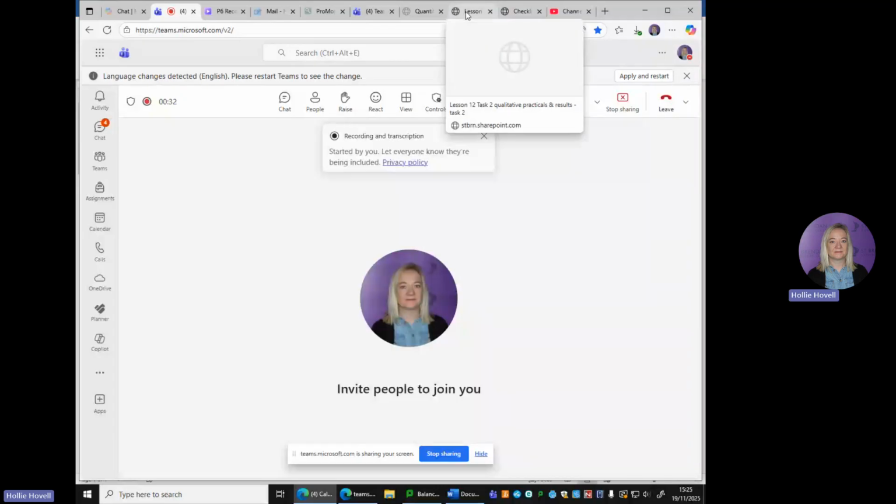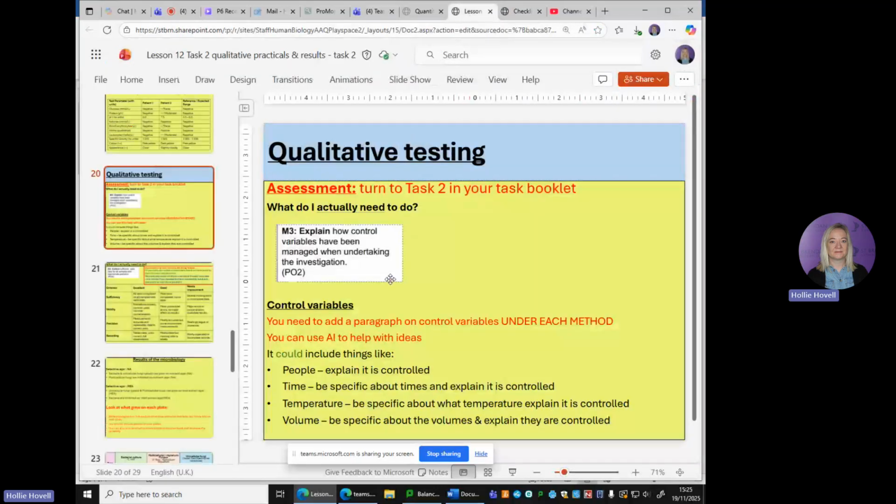So we're going to go through the control variables criteria. This is M3, which is to explain how control variables have been managed when undertaking the investigation. Now it's really important that this is an explain command word. So you can't just list the control variables, you have to explain how you've tried to keep them controlled. All right. So this is per experiment.